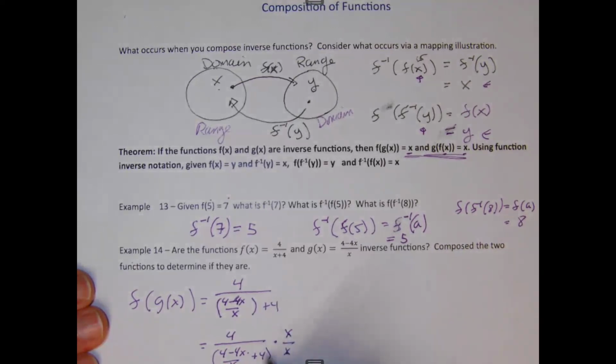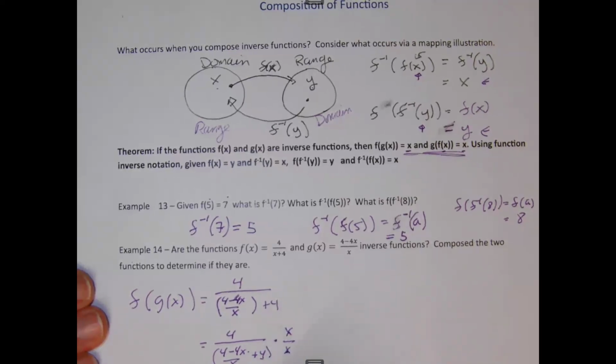And here, when I distribute x times 4, I get 4x. Now, these negative 4x and 4x add up to 0. And here I can divide, 4 divided by 4 is 1. Look, I got the x back out.